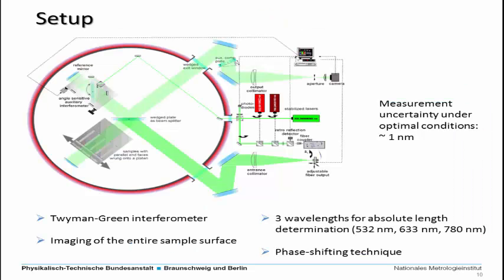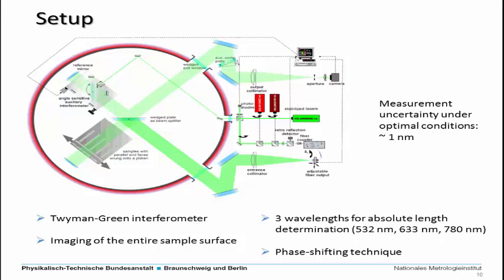This is a sketch of our real setup. As I told you, we use several wavelengths, in this case 3 lasers with these wavelengths. All these lasers can be coupled into a fiber, so that the light coming out of the fiber is collimated, enters the vacuum chamber, which is 2 meters in diameter.